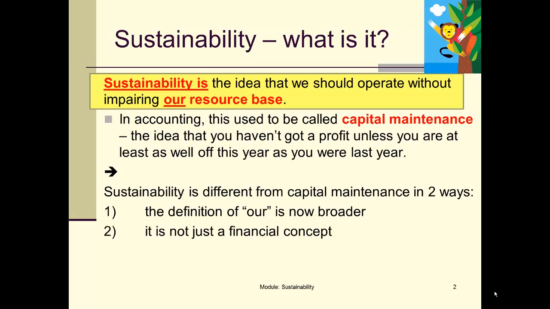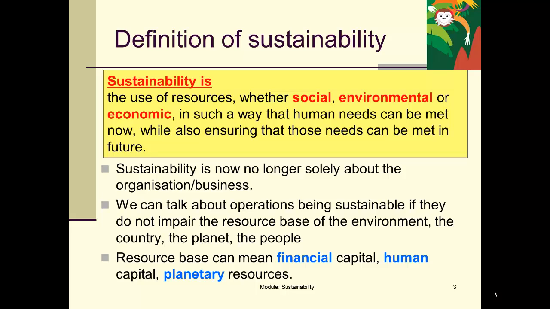How is the definition of sustainability different from the definition of capital maintenance? It's different in two ways. We change the definition of us or our, and we extend the concept beyond just a financial concept. So let's look at the definition of sustainability again. Sustainability is the use of resources, whether social, environmental or economic, in such a way that human needs can be met now, while also ensuring that those needs can be met in future.